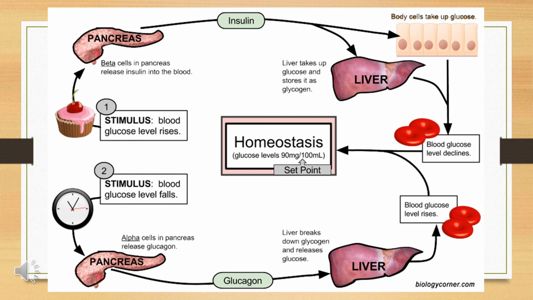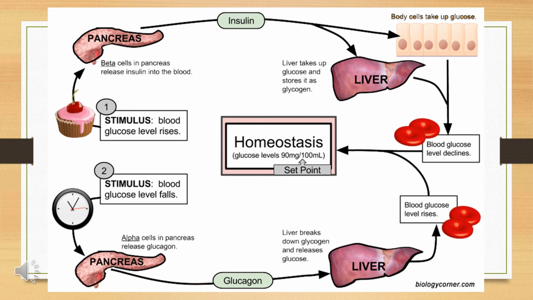So if your blood sugar goes up because you ate lunch, your pancreas will release insulin into your blood. The insulin causes your cells to take up the glucose and store them as glycogen in your liver. And when that happens, then there's less sugar in your blood.